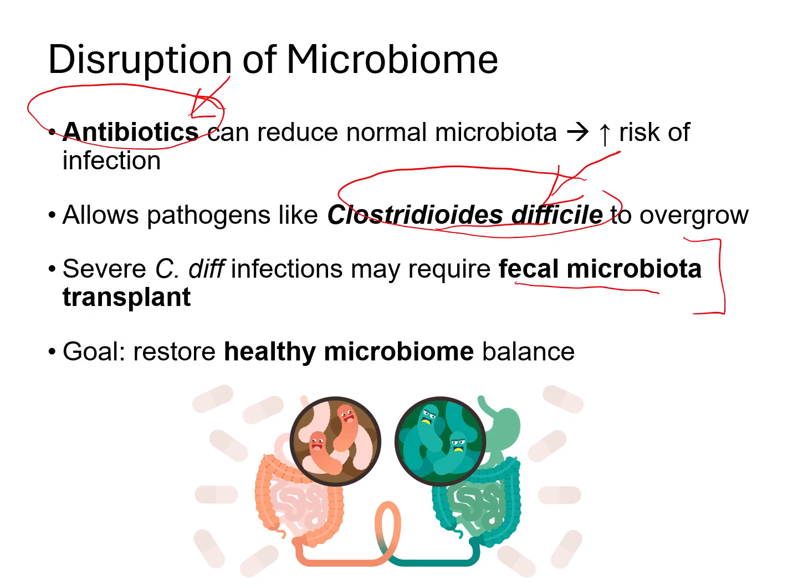For a fecal microbiota transplant, this is a procedure that transfers stool from a healthy donor to a patient in order to restore the healthy balance of bacteria in their gut. And it's most commonly used to treat recurrent C. diff infections, but it can also be used for other conditions like irritable bowel syndrome or inflammatory bowel disease.